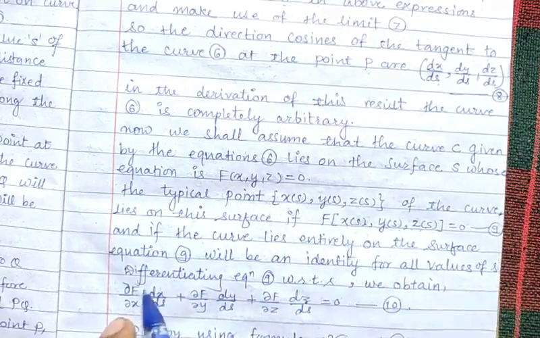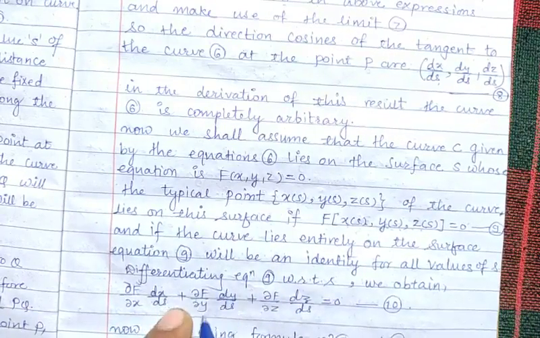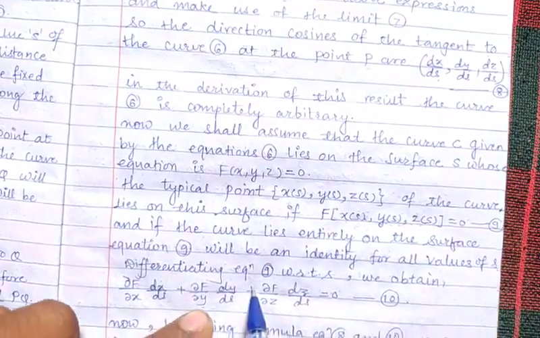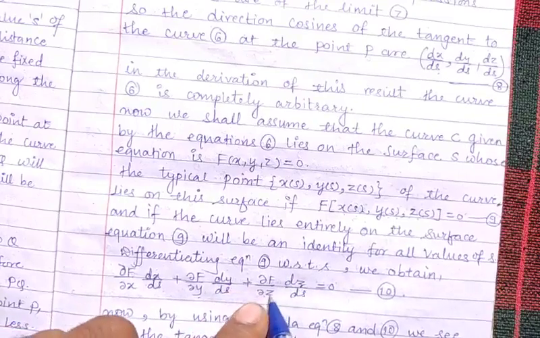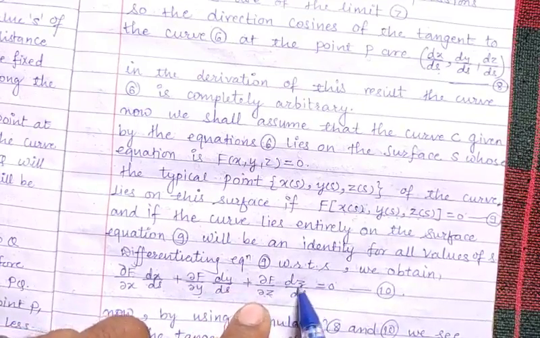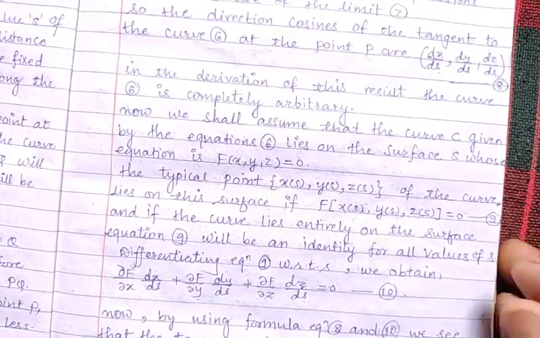So here ∂f/∂x into dx/ds plus ∂f/∂y, and y is a function of s, so dy/ds, plus ∂f/∂z, because f is a function of z, we will get, next differentiate z with respect to s, dz/ds is equal to 0. Call this equation number 10.